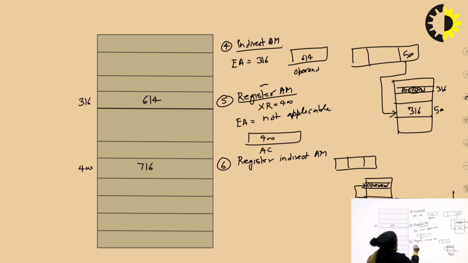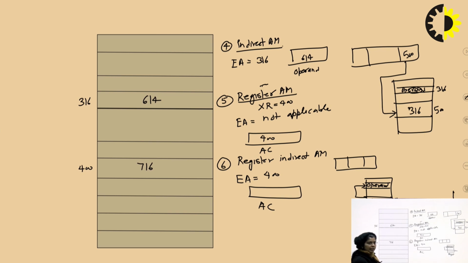So, in the register indirect addressing mode, what is the effective address? The effective address is 400 actually, that is whatever the register value is, which is given in your question. And what will be the operand value? That is 716.